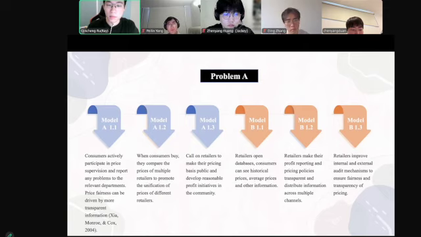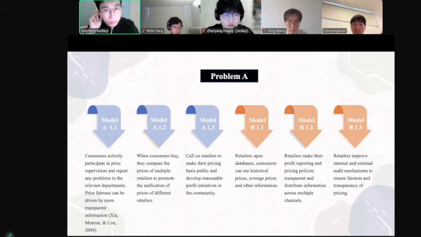In Model B, because the visualization of historical price and inventory data can significantly improve consumers' perception of price fairness, opening databases to show historical prices, average prices, and other information is another possibility. The retailers should make profit reporting and pricing policies transparent and improve internal and external audit mechanisms.